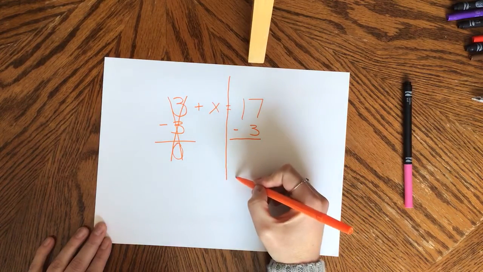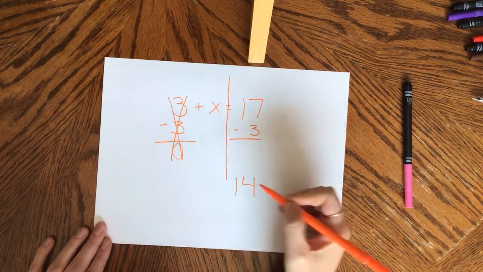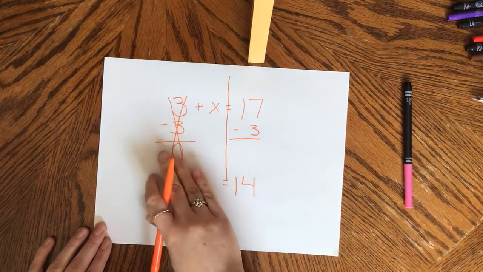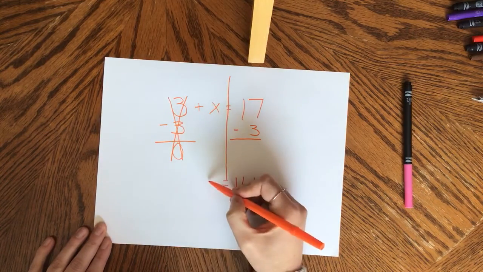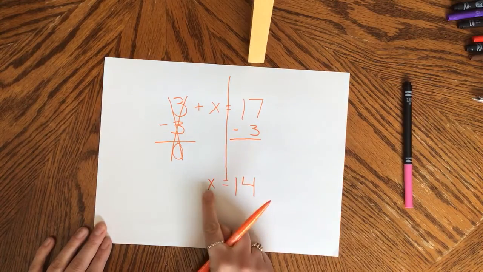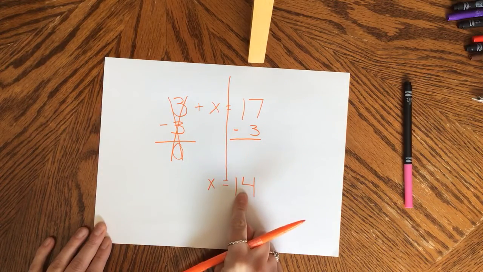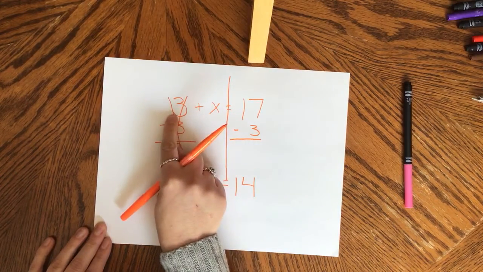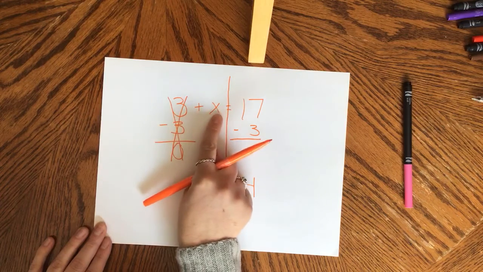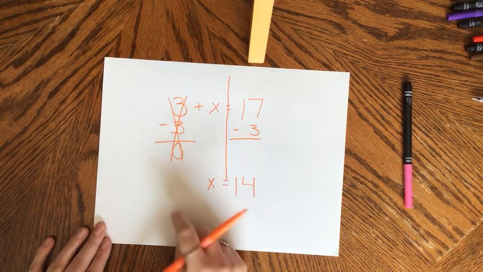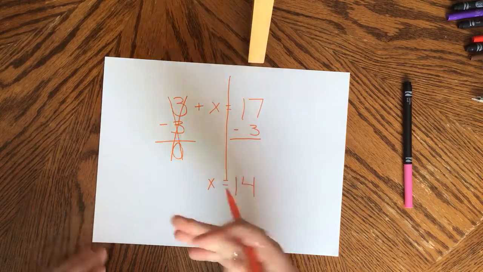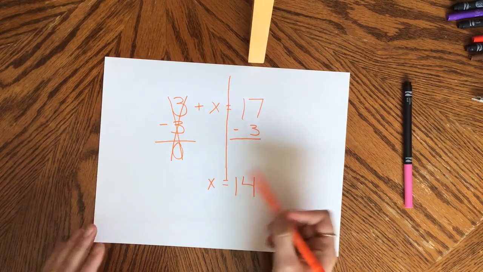17 take away 3 is 14. Now on this side of the line, the only thing that's left is the x. So I have x equals 14. Now if I come back to my original problem, I have 3 plus 14 equals 17. If that's correct, then I know that I did the problem correctly.